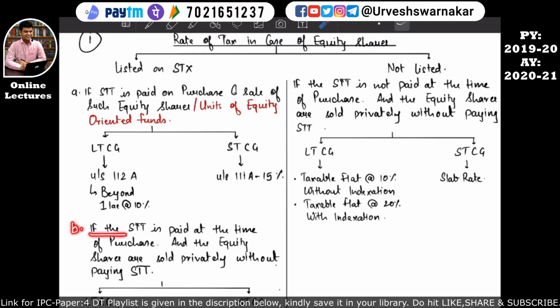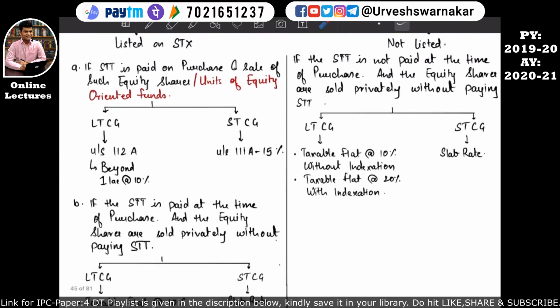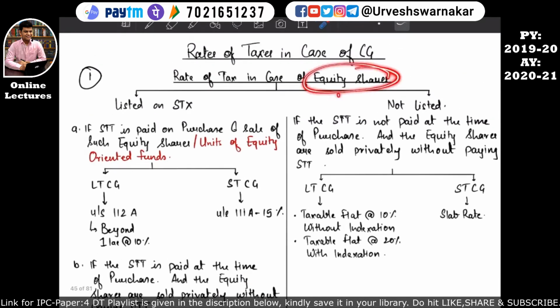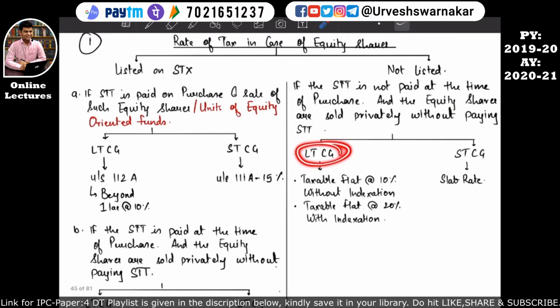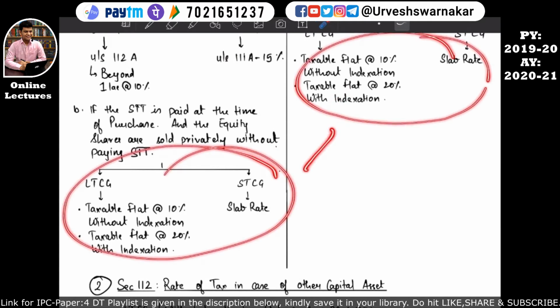Point B says that if STT is paid at the time of purchase and equity shares are sold privately without paying STT, then if there is a long-term capital gain, the tax will be calculated as follows: taxable flat at the rate 10% without indexation, or taxable flat at the rate 20% with indexation. But if short-term capital gain is derived on these listed equity shares when they were sold privately without paying STT, then short-term capital gain will be taxable as per the slab rate. I hope this is quite clear. Similarly, if the equity shares are of a company which are not listed, then the tax on long-term capital gain and short-term capital gain will be calculated in this manner. This tax rate is the same only. I hope this is quite clear to you all.